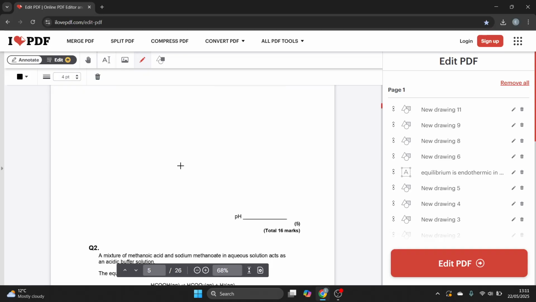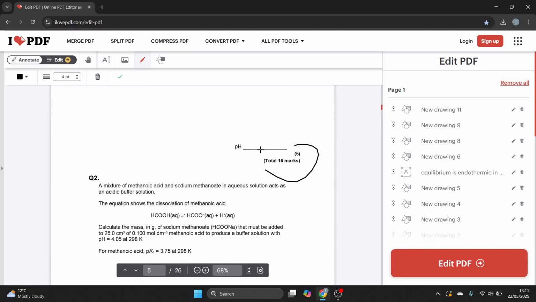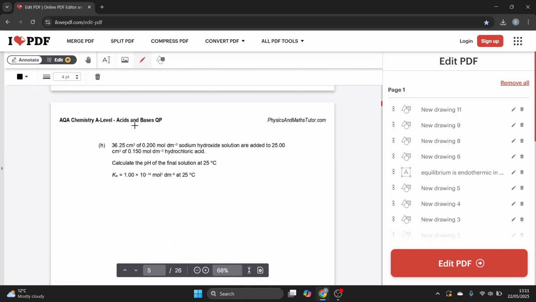If acids and bases come up, which it will, more than likely you will get a 5 marker on this. And if you can't get at least half marks, you're probably not going to get that A or A star which you wanted.